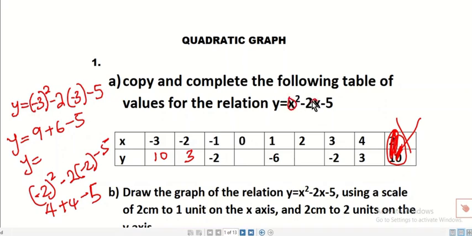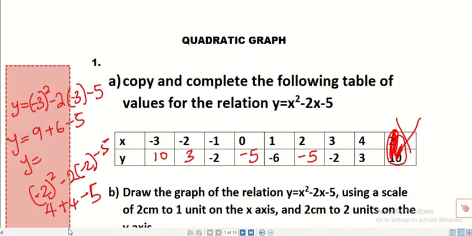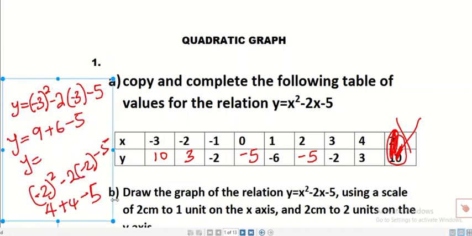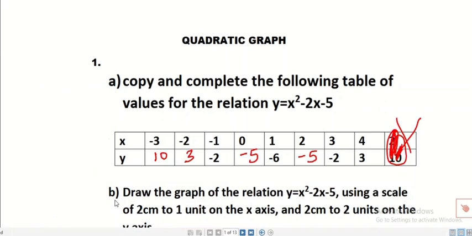Under 0, if I put x for 0, the only thing that will be left is minus 5. So minus 5 will be filled in the other part of the table. And 2 squared minus 4 is going to be minus 5 as well. And the table is completed. Okay, let me clean and tidy up my work, and let's go straight to answering a few other questions.